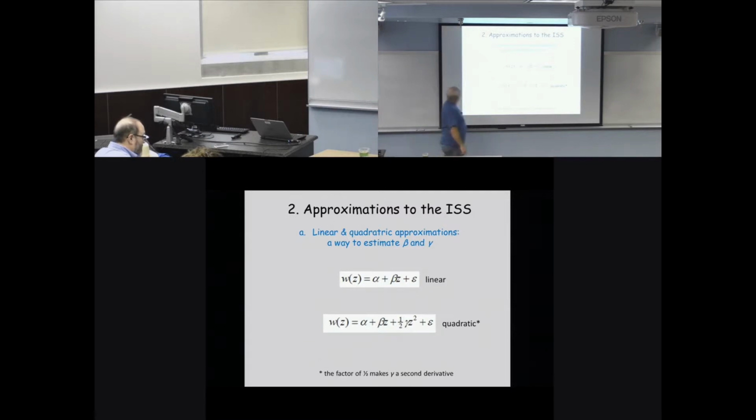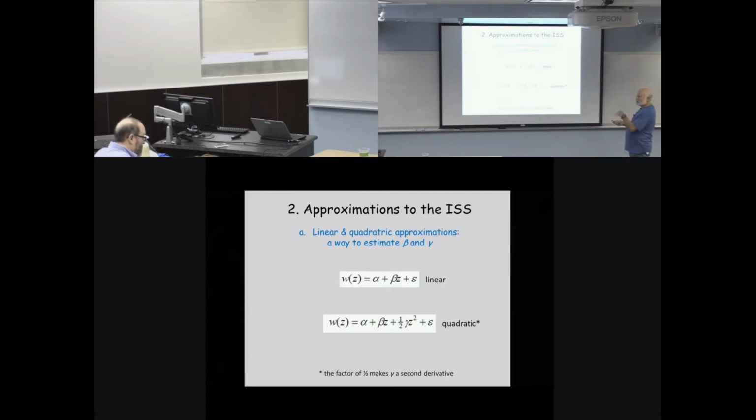Now we're going to shift to 2 approximations to the surface. Why are we going to do an approximation? Well, for one thing, it'll give us a way to estimate beta and gamma. And a way to estimate beta and gamma that's pretty robust and depends only on approximate normality of the trait distribution before selection. So here's what we're talking about.